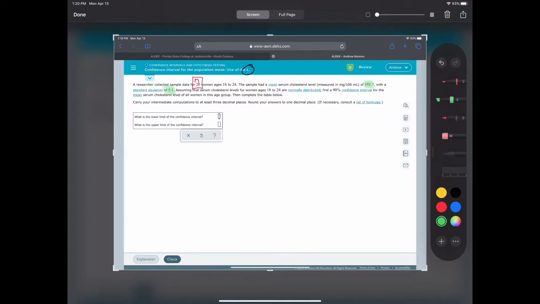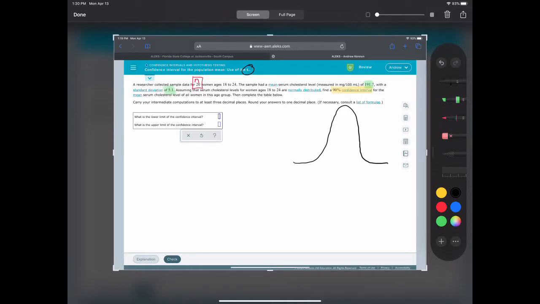Assuming their serum cholesterol levels for women ages 18 to 24 are normally distributed, find a 90% confidence interval for the mean serum cholesterol level for all women in this age group. All right, so the first thing we want to do is figure out the t-value we're dealing with. The t-value, kind of like the z-score, is a curve. This curve is a little different in that it's a little narrower and taller, but it works kind of the same way. So we're going to use our calculator to find this value.